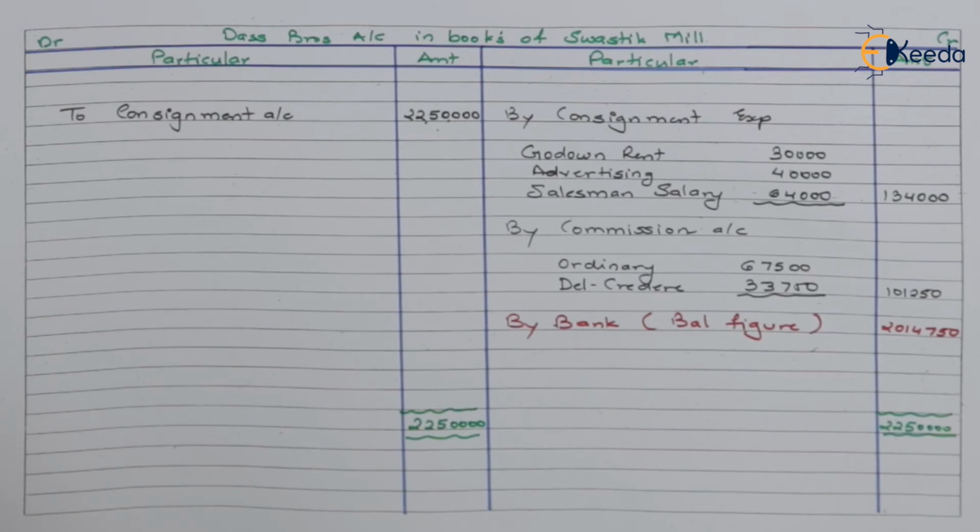So the balancing figure here will be 2,14,750, that is settled by the bank draft as mentioned in the question. Now this marks the closure of all the accounts that we had to create in the books of consignor. Now let's prepare similar accounts in the books of the consignee.